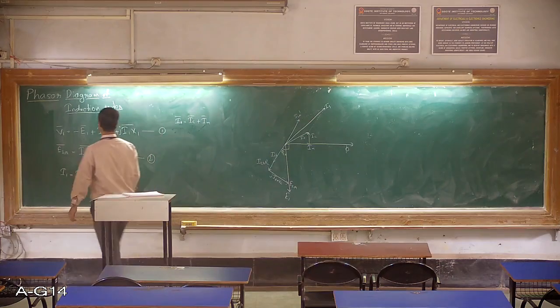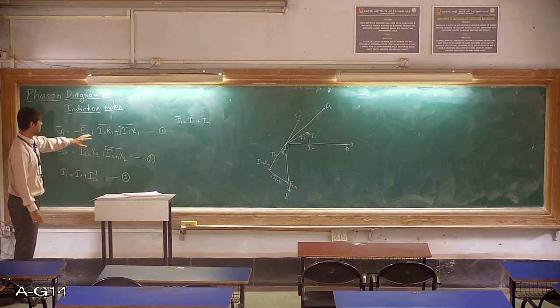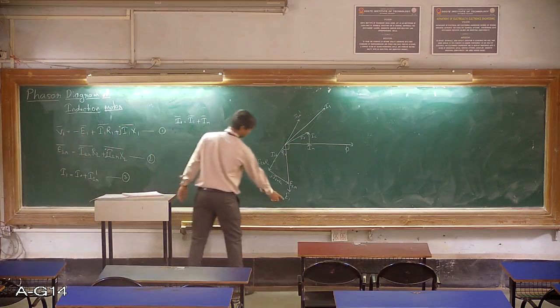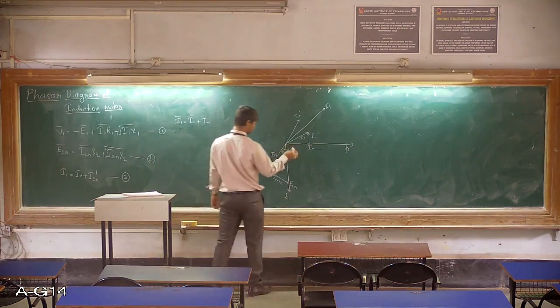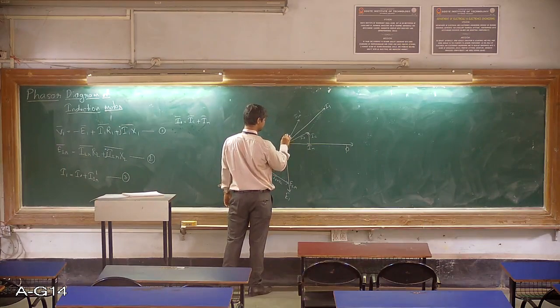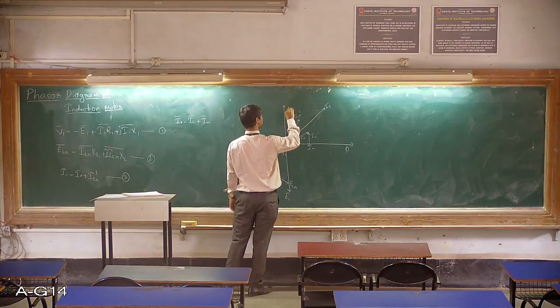Now we want equation 1 to be represented in the phasor diagram. V1 is equal to minus E1 plus I1 R1 plus j I1 X1. Here we have the E1. By extending this in the opposite direction, we get the minus E1. So in the opposite direction, extend the line E1. Here I get minus E1.